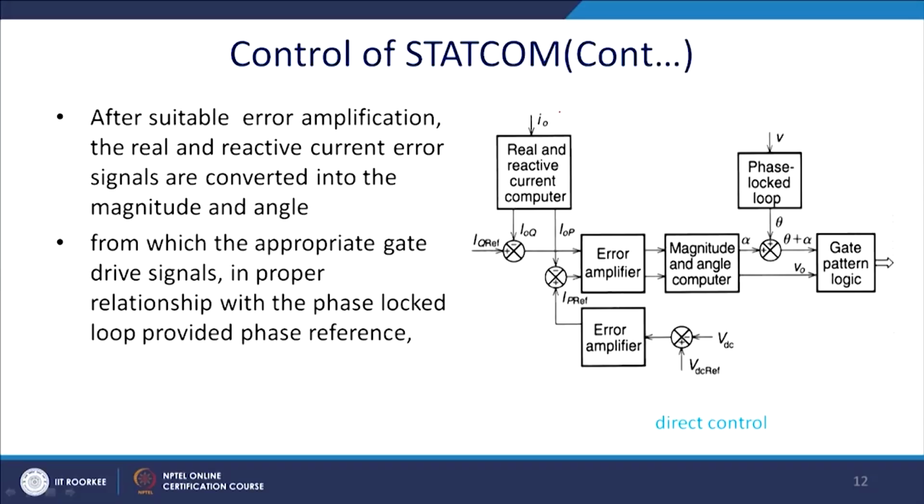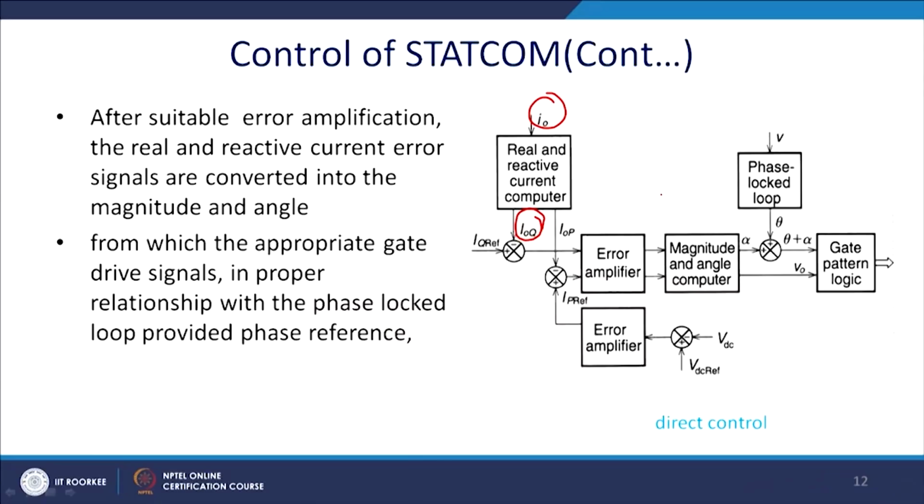Now, see that. This is the reference I0. I0 will be split into the real and the reactive components, and thus you have I0q and IP. I0q tells you what amount of reactive current is required to be fed. Thus, you compare this I0q with IQ reference, and you feed it to the error amplifier. It is essentially a PI controller, and the output of the PI controller computes the alpha or del alpha.